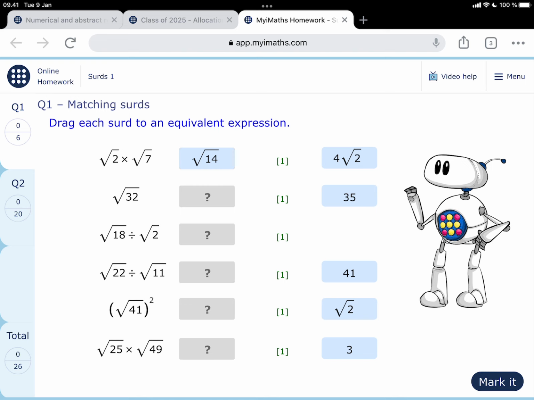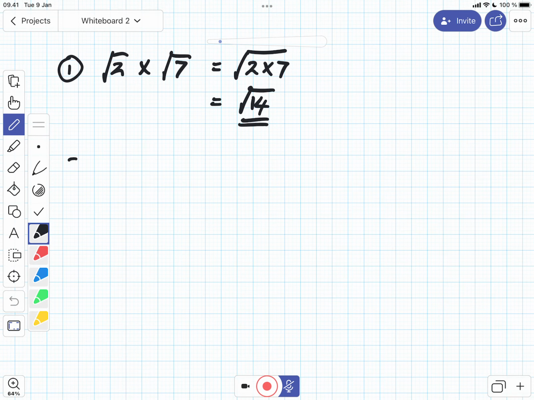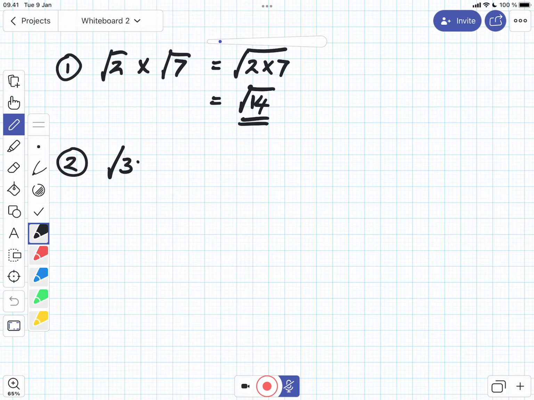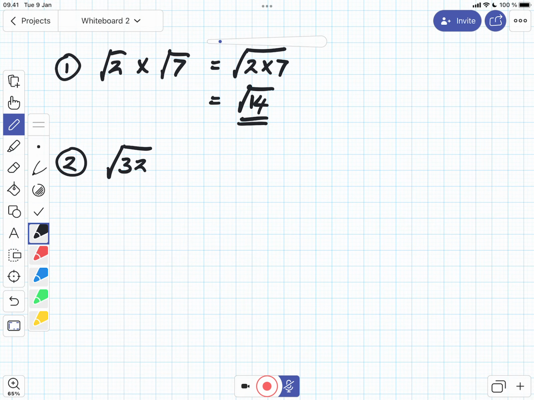And on to the next one, the square root of 32. Okay, and my options are 4 root 2, root 2, 41, 35, or 3. Well, let's try and work with that. So number 2, the square root of 32. Well, what I want to think about is how 32 breaks down.